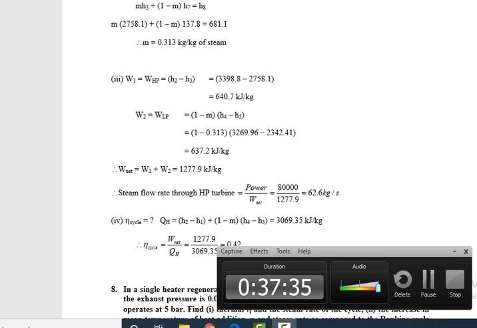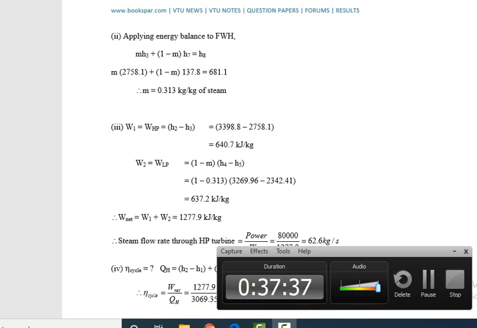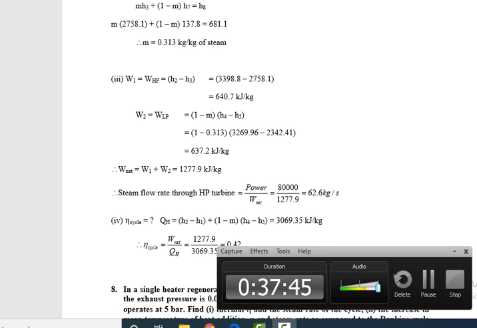After that, we have to find out W net, the total net work, that is W plus W2, pump work 1 and pump work 2. We are getting the W net. Then you have to find the steam flow rate through the HP, high pressure turbine, power upon W net. Total power is also given in the numerical, 80,000 kilowatt divided by 1277.9 equal to 62.6 kg per second. So you are getting the steam flow rate.